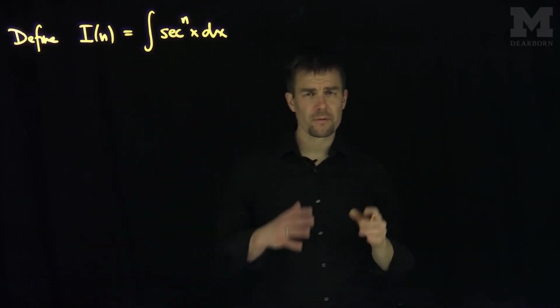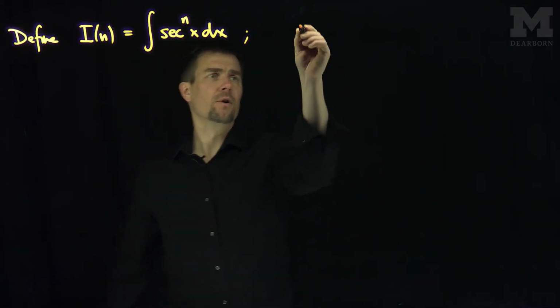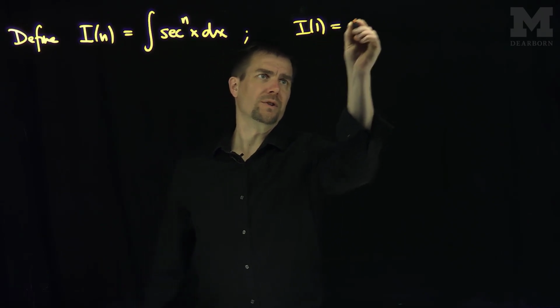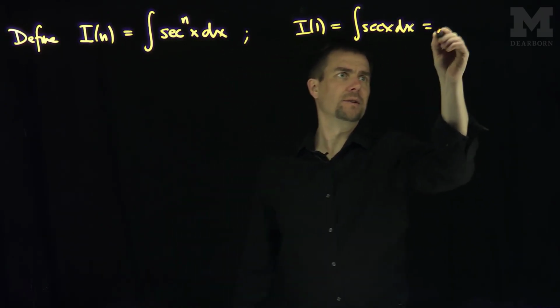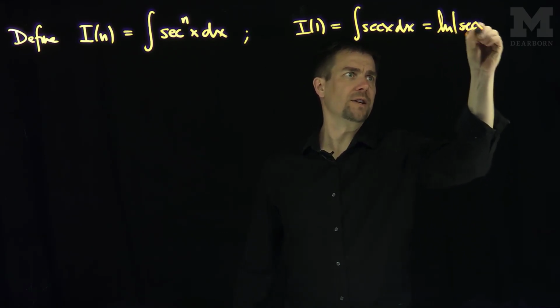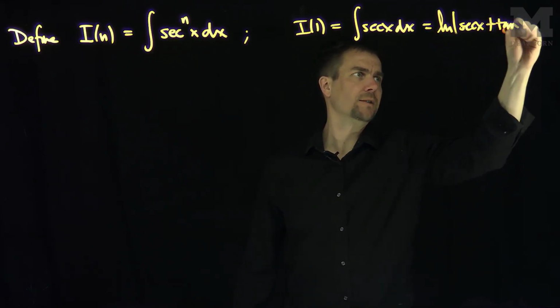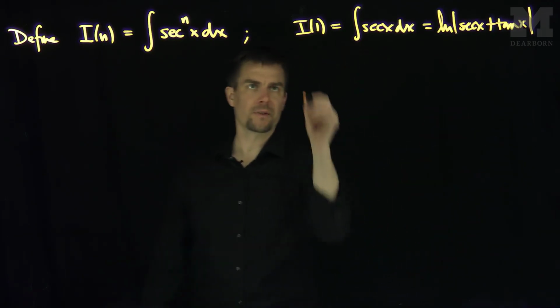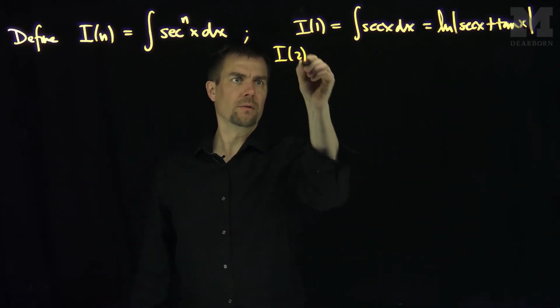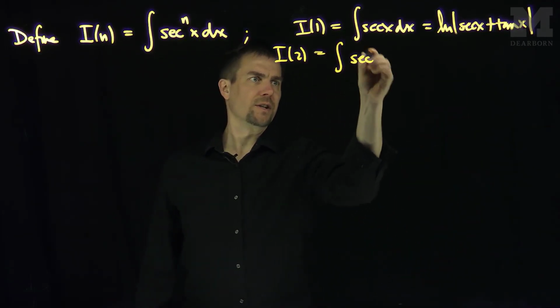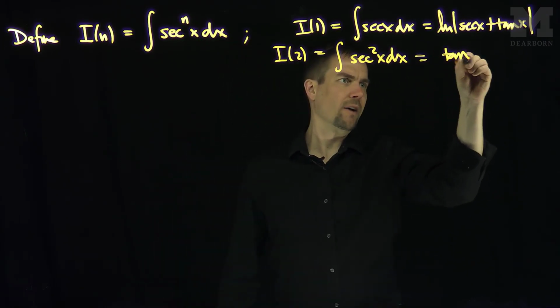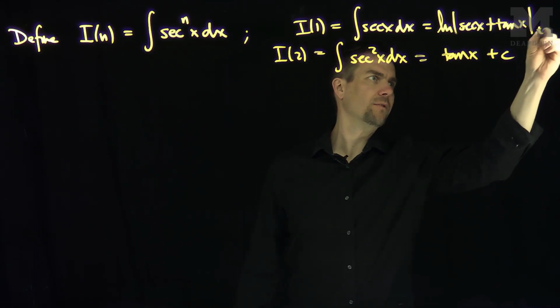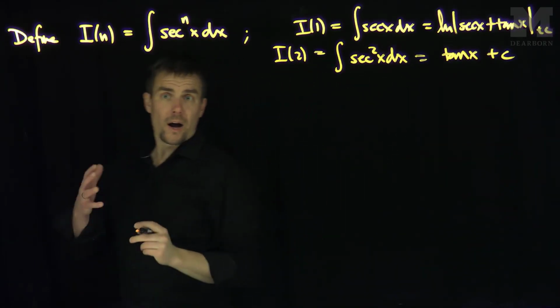Now we know the first couple values of I. For example, we know that I_1, which is the antiderivative of secant of x dx, is the natural log of secant x plus tangent x, plus c, of course. We'll just leave that without the c. And I_2 is the integral of secant squared of x dx, which is just tangent of x plus c, if you like. So I know I_1 and I_2.